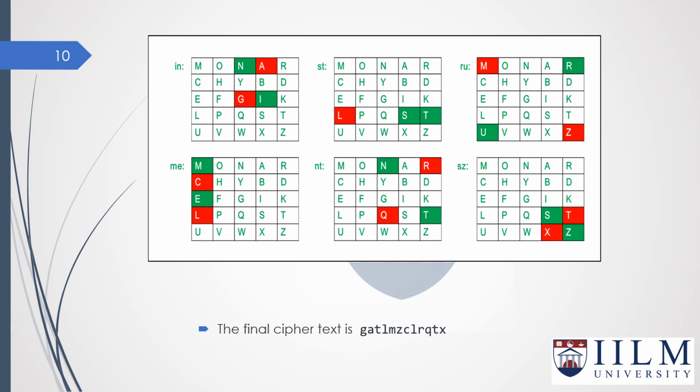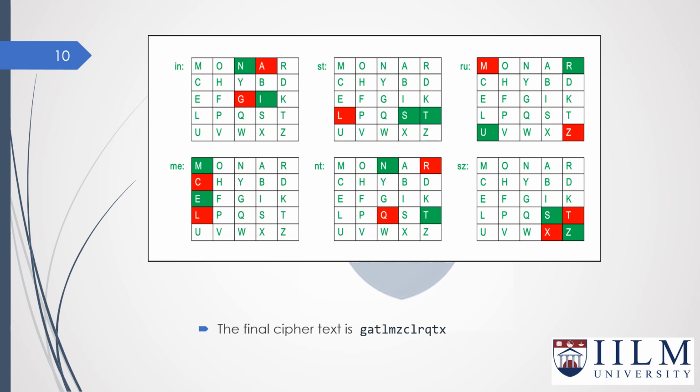For ST, it is in a single row. So for S, we are taking T, and for T, we are taking L, just making a round. For RU, we are taking conjunction letters MZ, and for ME, as it is in a single column, we are taking the next letter down, so CL. Okay, and for NT, we are taking QR, and for SZ, we are taking XT.